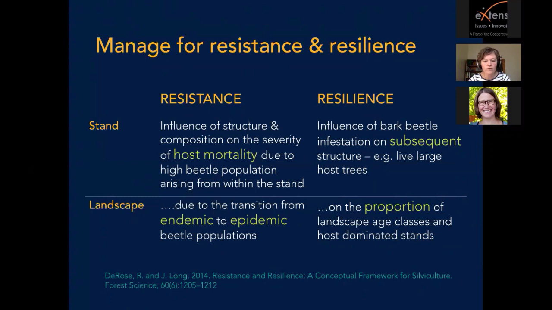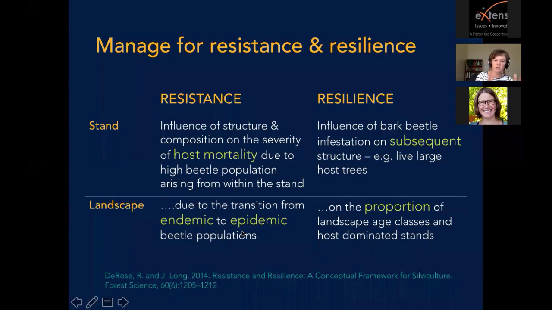And so what they mean when they say resistance in this paper is that these two different scales, the stand scale and the landscape scale, resistance is how the structure and composition of a stand impacts the level of either mortality at that stand scale or the transition from endemic, so a very low population, to a high population. So the way that the landscape sets up this disturbance to occur.